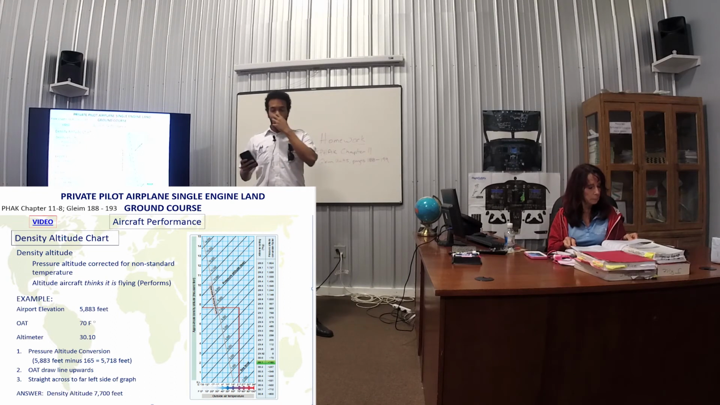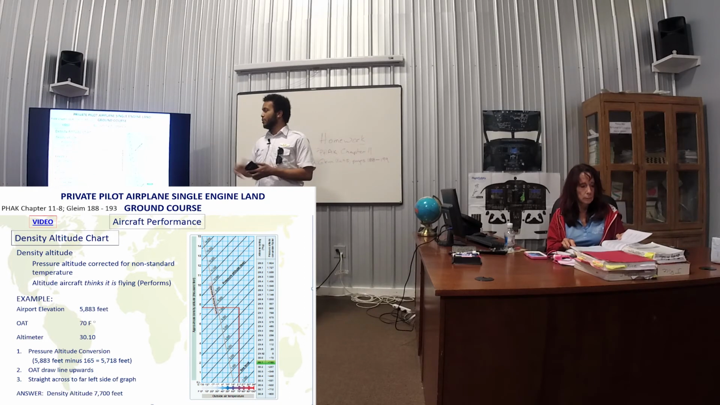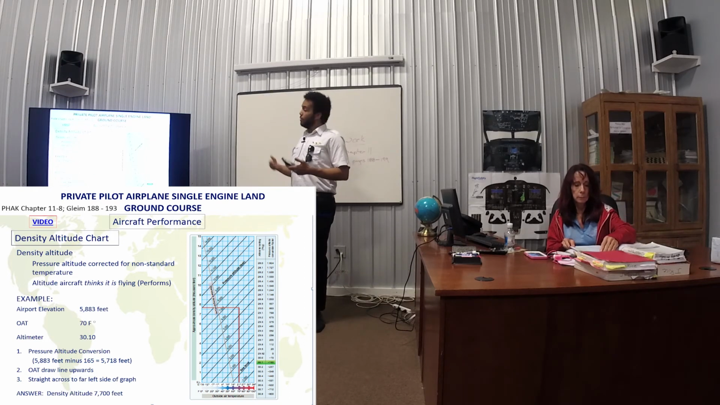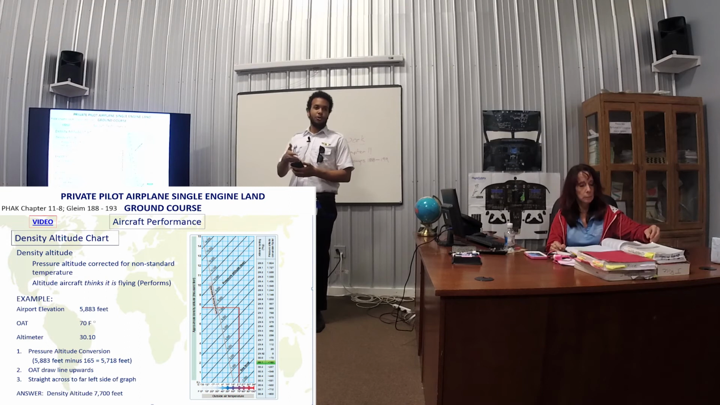In the case of this one, they'll probably give you something like airport elevation, outside air temperature, and altimeter. Or in some cases, they'll give you density altitude and ask you to work it backwards. So it's pretty much the exact same option. Putting in the 2 pieces of information, it gives you the third and fourth options as the answer.